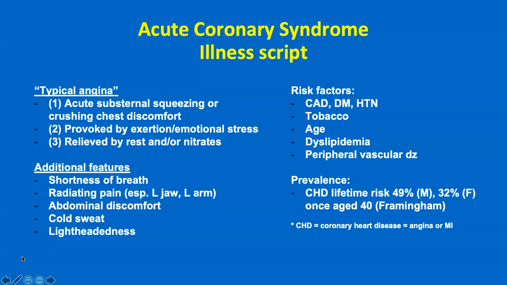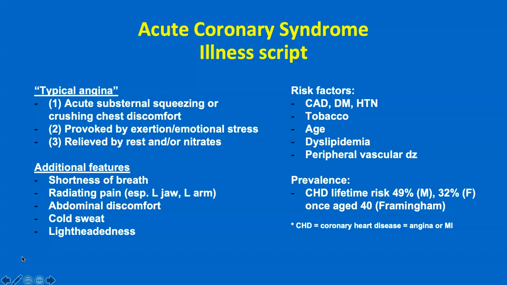Next is acute coronary syndrome. The illness script here, you'll hear the phrase typical angina, which is a patient who meets all 3 of these symptoms: acute substernal squeezing or crushing chest discomfort. It's provoked by exertion or emotional stress, and it's relieved within minutes by rest or nitrates.